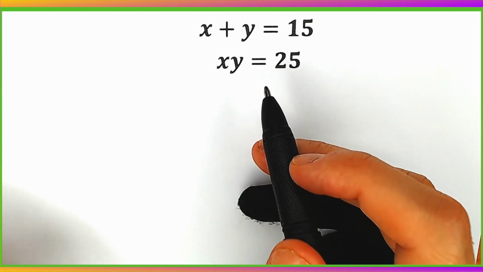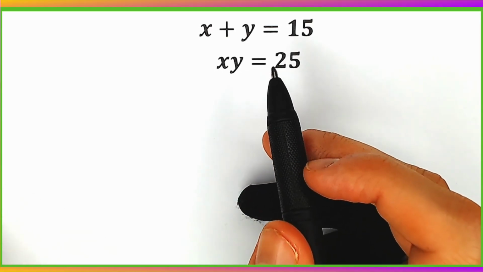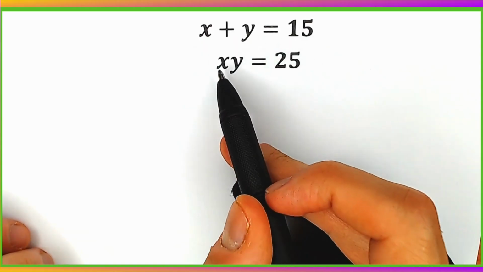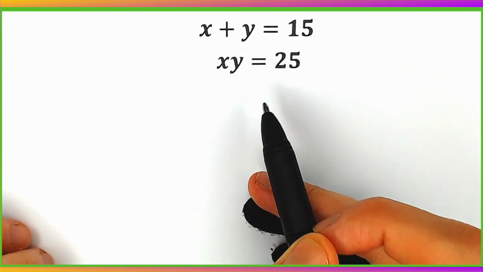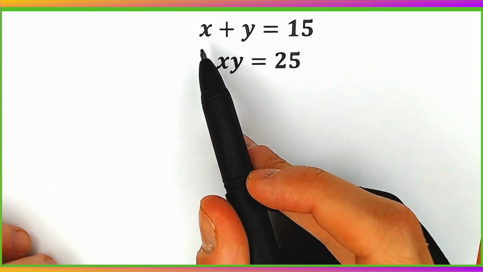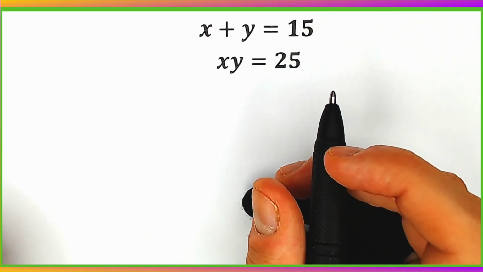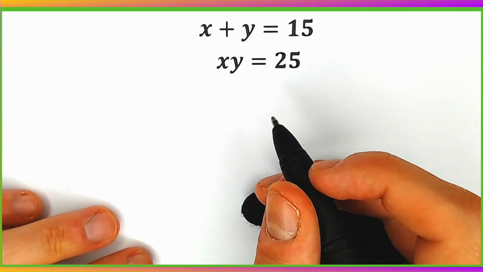Alright, so today we have a really interesting, I would say really tricky, algebra question. We know a sum x plus y equals 15 and a product x times y equals 25. We need to solve this question for x and y. If you have your solution, you can also solve this question with me right now, and in the end we will check our answers.